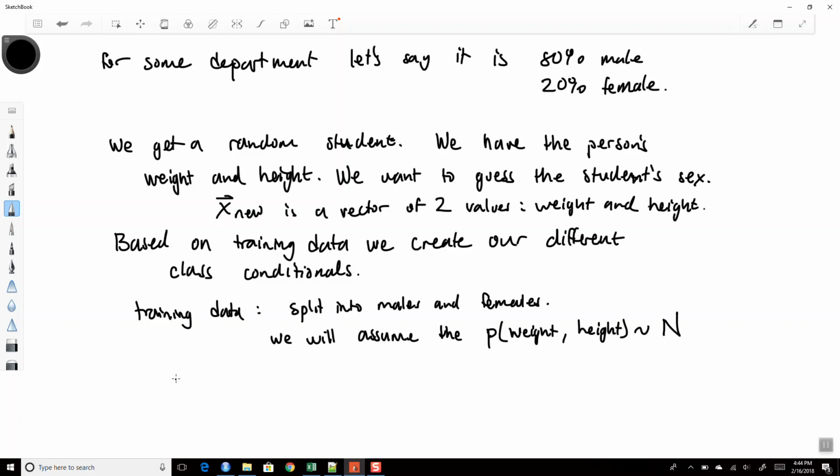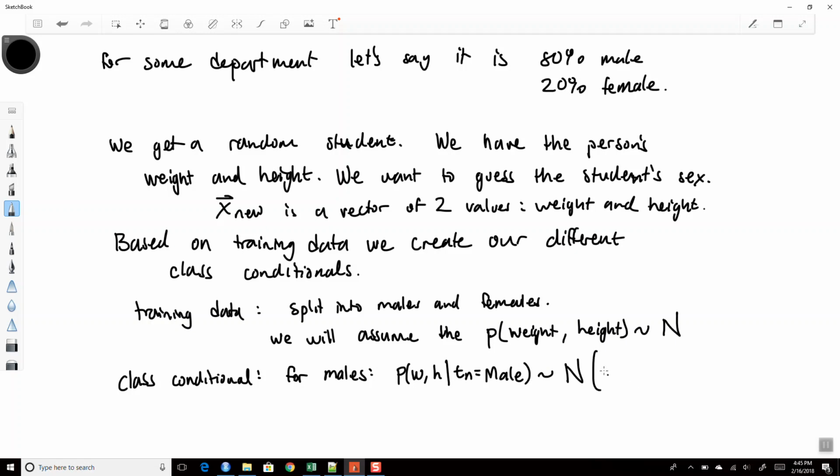And so what we will end up having is our class conditional based on our data, and I'm making this up, will be something like, we'll say for males, our joint distribution, I'm going to just write the probability of weight and height given t sub n equals male. This will be a normal distribution where the mean is equal to, what's the mean weight?